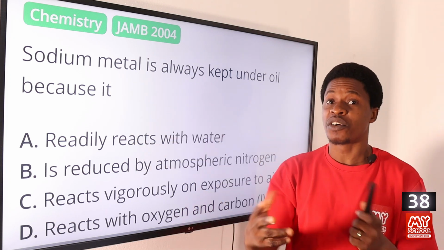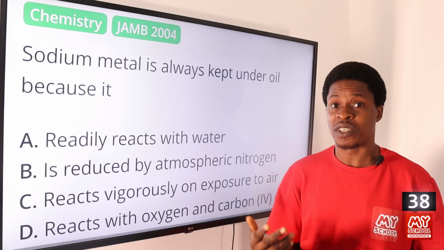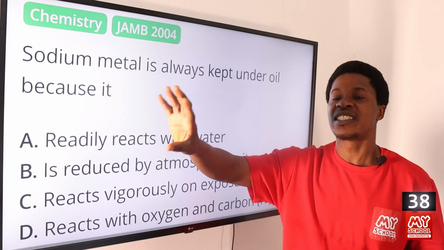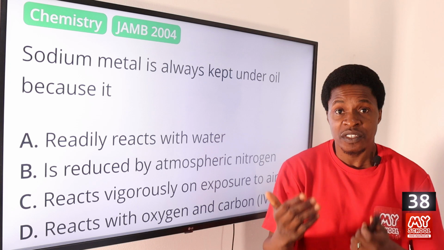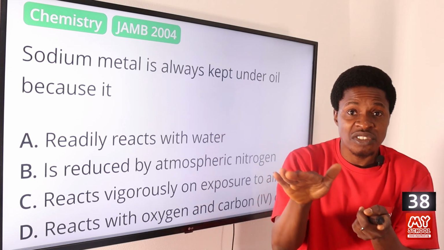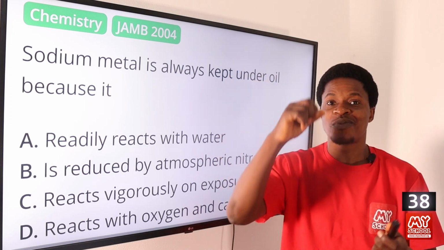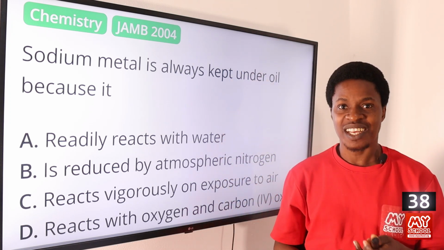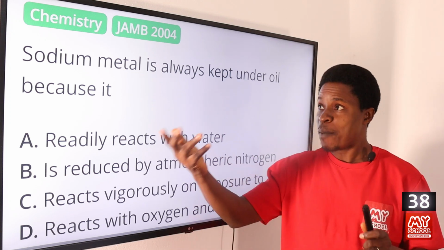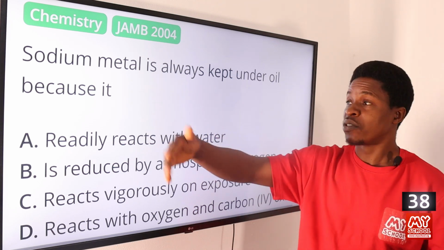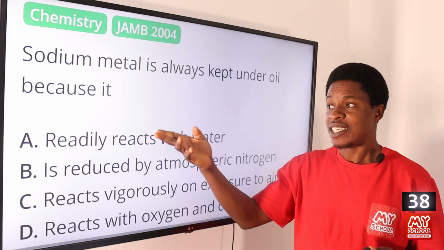In fact, it's vigorous. It can even cause fire. It can cause flame. So that is the reason sodium metal is always kept in paraffin oil, not just oil. If you keep it in paraffin oil, it will shield the surface so that it does not come in contact with air and water. So if you understand what causes the reaction of sodium metal, and why it is being kept under oil, then you know what to choose.